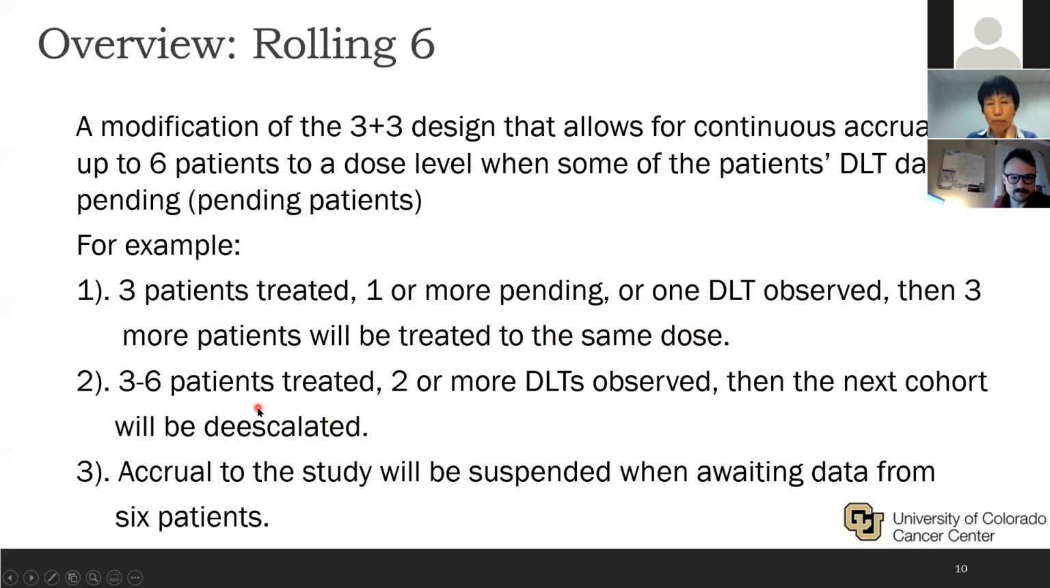If 3 to 6 patients have been treated, and 2 or more DLTs observed, then the next cohort will be de-escalated without having to wait for the pending patients' DLT to be complete. However, accrual to the study will be suspended when waiting for data from all 6 patients, if there's no DLT, to avoid risky decisions without much information.